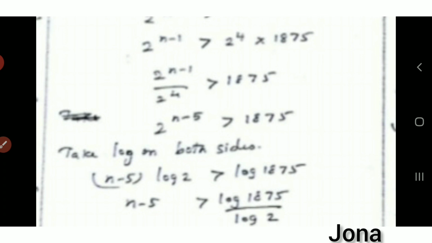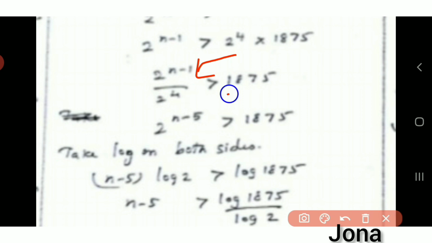This 30,000 can be calculated in the form of 2 here. We want to write this in the power of 2. So we have 2 power 4 into 1875 here. And then we can take this 2 power 4 to this side. So it will become 2 power n minus 1 by 2 power 4 greater than 1875. Take this 4 to the numerator so that it will become 2 power n minus 5 greater than 1875. Now take log on both the sides. We have n minus 5 into log 2 greater than log 1875.